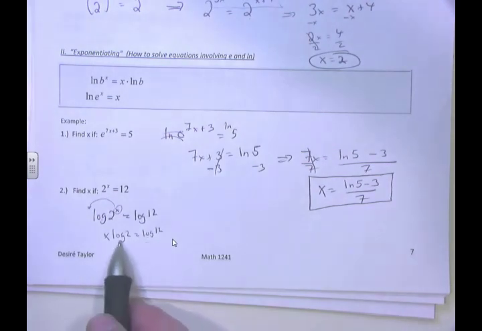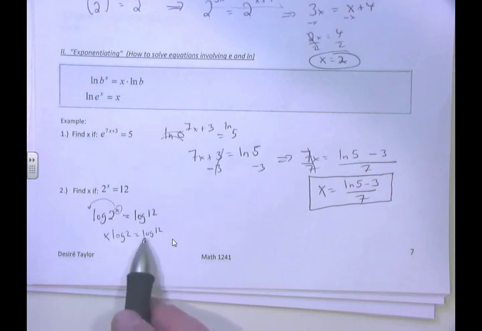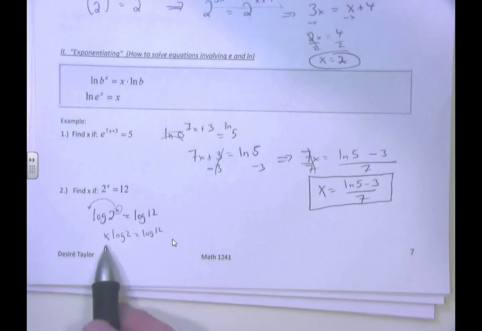Log of 2 equals log of 12. Now, here's the deal. Log of 2 is nothing but a number. Log of 12 is nothing but a bigger number. I want to solve for x. What are we doing to x? We're multiplying by the log of 2.